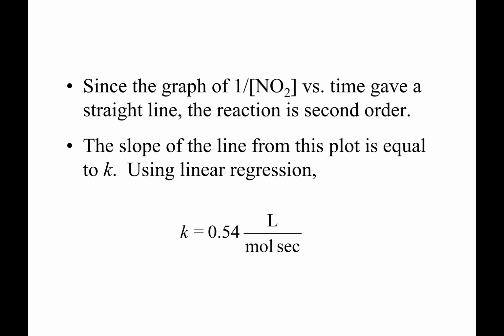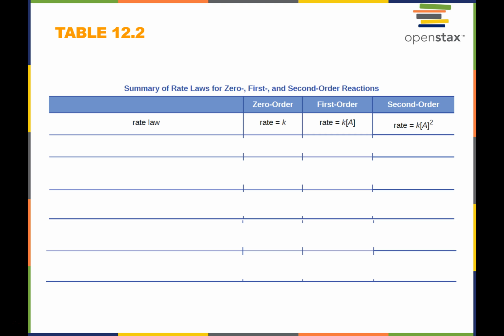Okay? And since it's second order, then your units of K, and there's only second order overall, will need to be liters per molar. Like we talked about before. I really like this table. I think they did a good job with this table. The columns are 0, first, and second order, and it's stuff we've already talked about. So like the rate law expression would look like this.